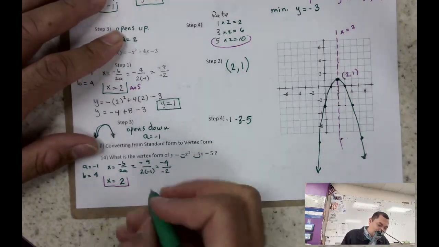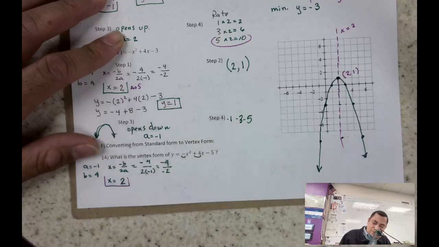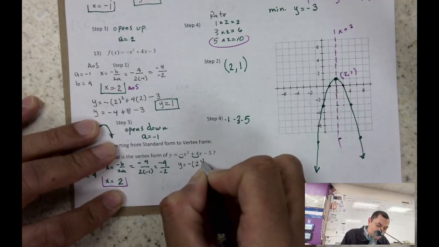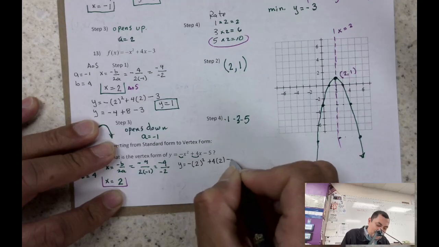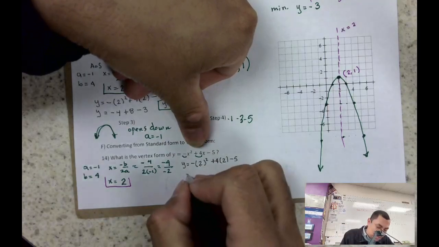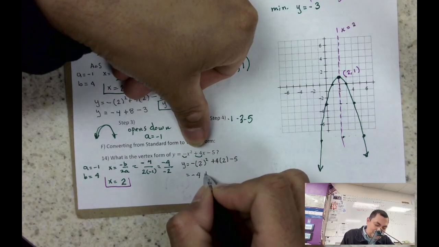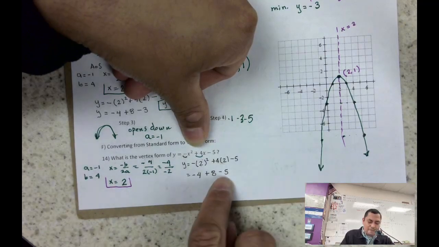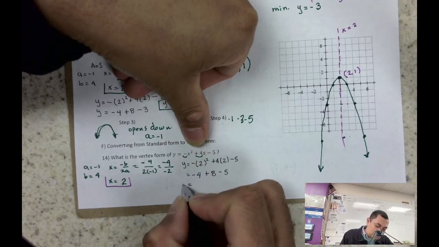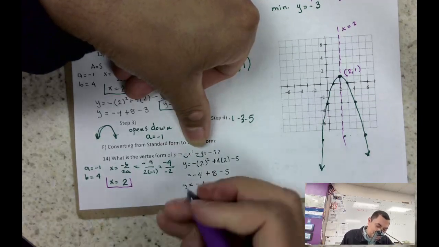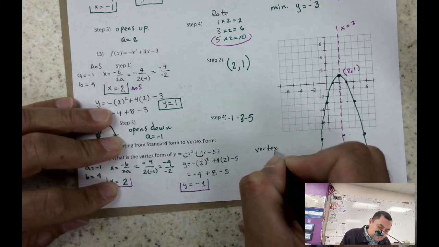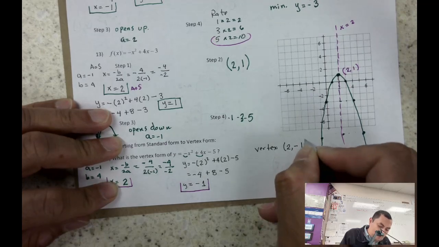Now let's find the value of y. I'm going to do it here with a different color. y equals negative 2 squared, plus 4 times 2, minus 5. 2 to the second power is 4, but you have a negative outside the parentheses, so it's negative 4. 4 times 2 is 8, minus 5. Negative 5 and negative 4 is negative 9, so 8 minus 9 equals negative 1. So the value of y is negative 1. Now, I know that the vertex is (2, negative 1).